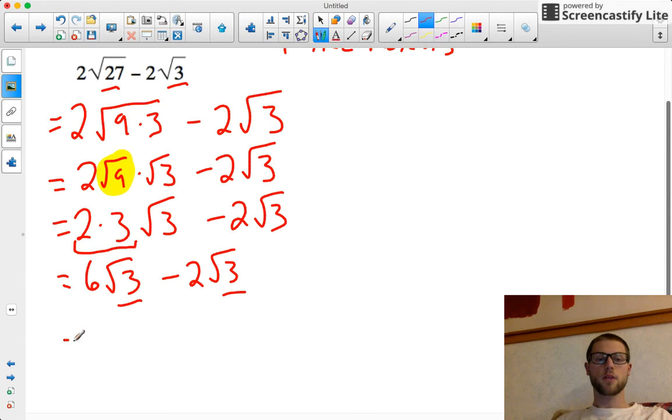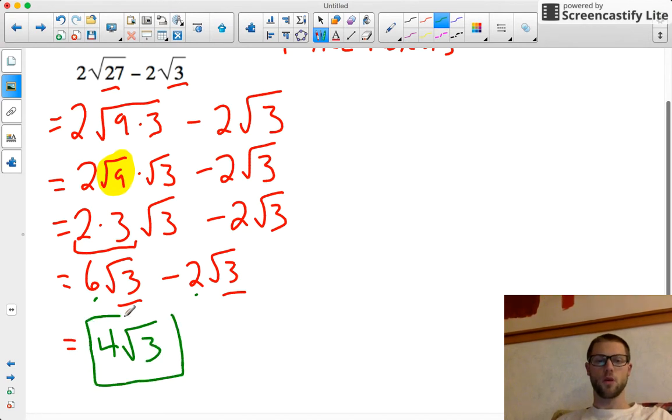So to subtract these like radicals, all I'm taking a look at here is the coefficients. I'm going to subtract 6 minus 2 to give me a 4, and I keep my common radical the same. All of this is equal to 4 root 3.